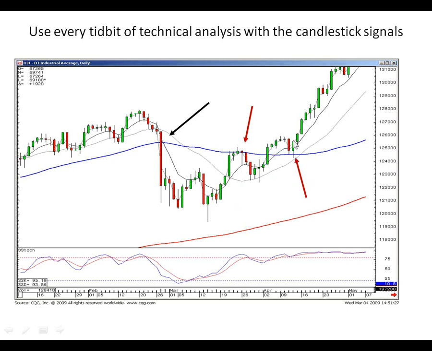Comes back and acts as support. And what do we have on this pullback? Another bullish harami, which tells us the selling has stopped. We know that our uptrend is in progress.